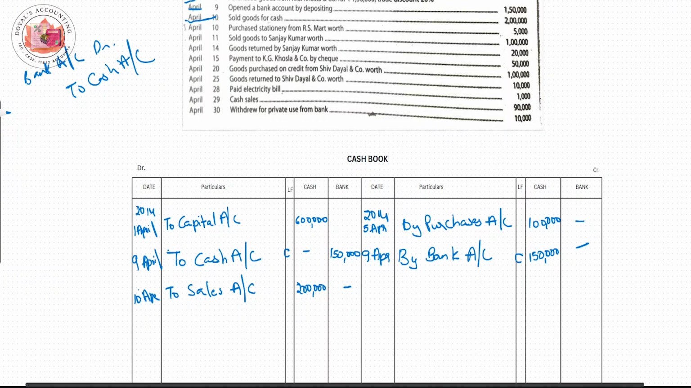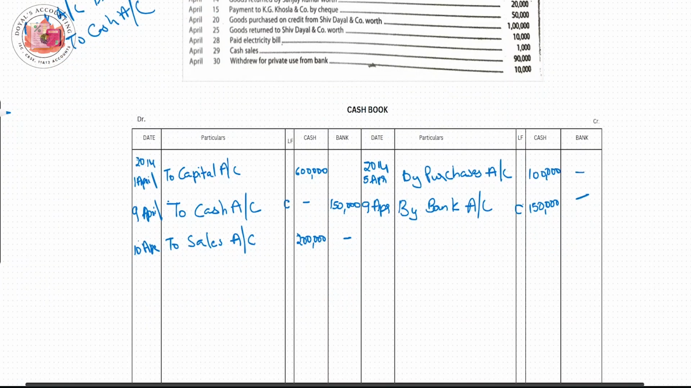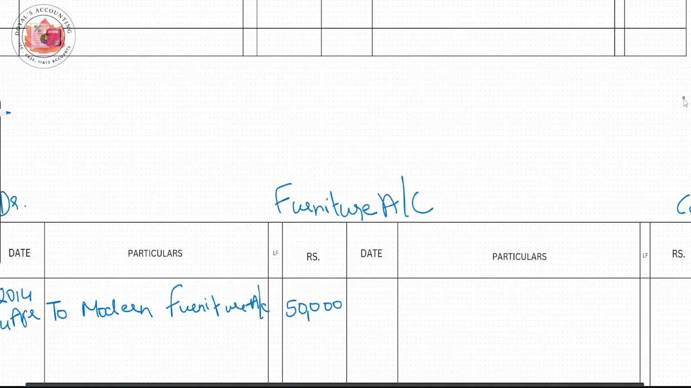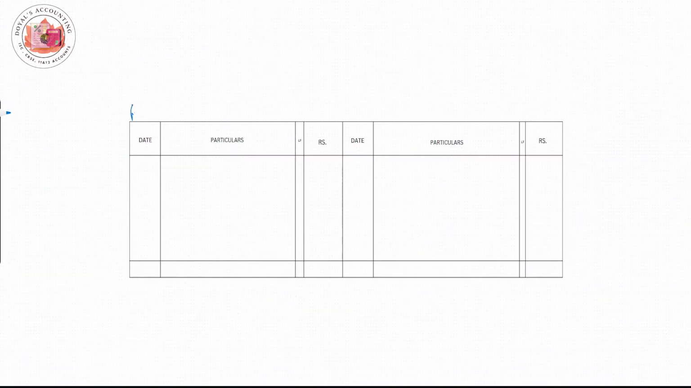Now the other part I will record in my ledgers. So in my sales account, debit, sales account, credit, 2014, 10th April, by cash account, 2 lakhs.